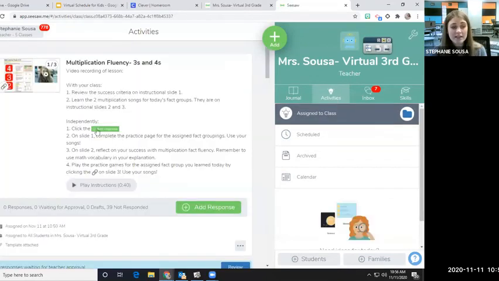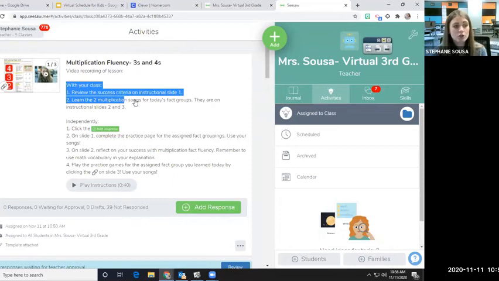Today on your activities, you are going to practice multiplication fluency. With your class, review the success criteria. We've done that. Learn 2 multiplication songs for today's facts. They're on slides 2 and 3. We've done that. We learned the 3s, we learned the 4s.